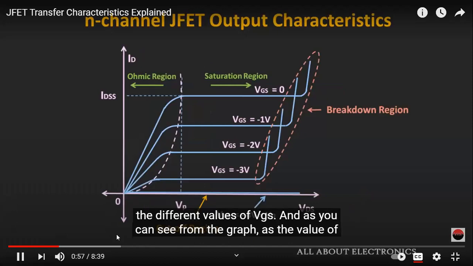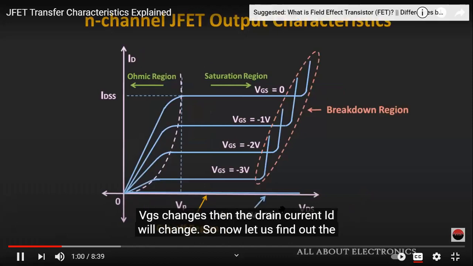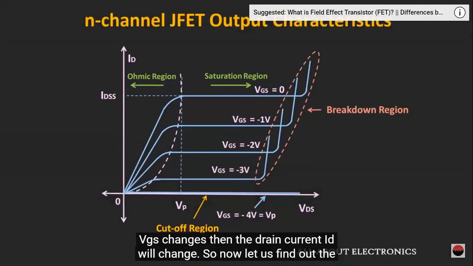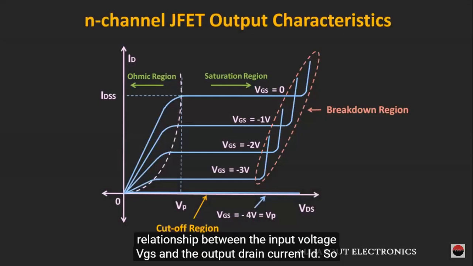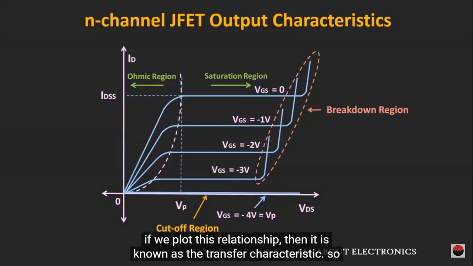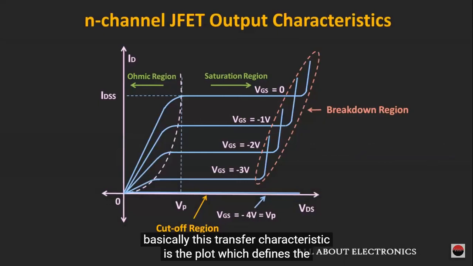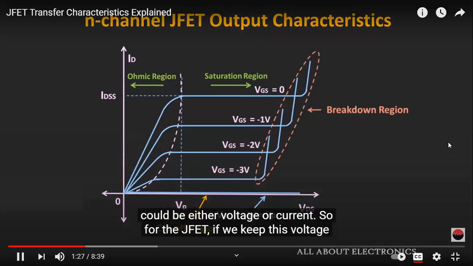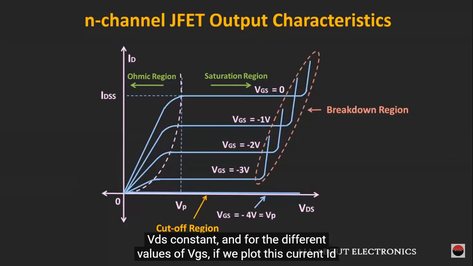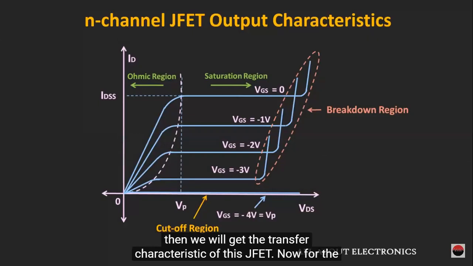And as you can see from the graph, as the value of VGS changes, then the drain current ID will change. So now let us find out the relationship between the input voltage VGS and the output drain current ID. If we plot this relationship, then it is known as the transfer characteristic. So basically, this transfer characteristic is the plot which defines the relationship between the input and the output quantity of the device. And it could be either voltage or current. So for the JFET, if we keep this voltage VDS constant, and for the different values of VGS, if we plot this current ID, then we will get the transfer characteristic of this JFET.